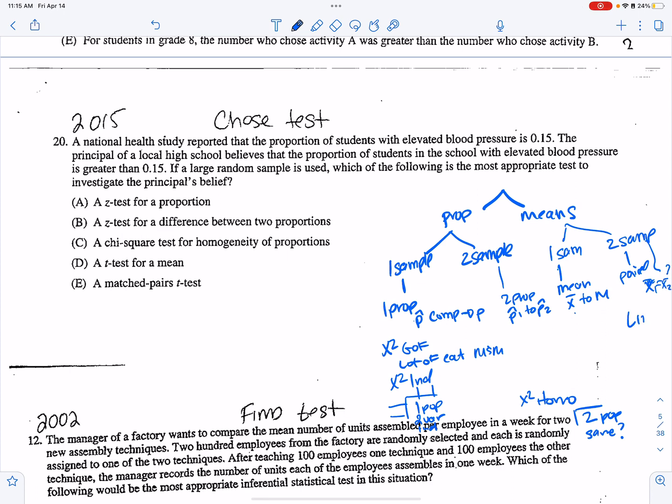Then I have a linear regression test. A linear regression test is anytime it's a quantitative variable that would make sense to put in a line graph. It's the only one that would make sense in a line graph. All right, so let's look at this one.